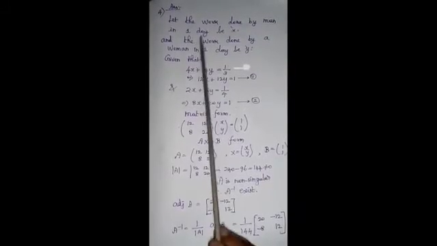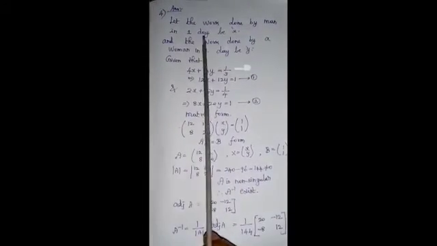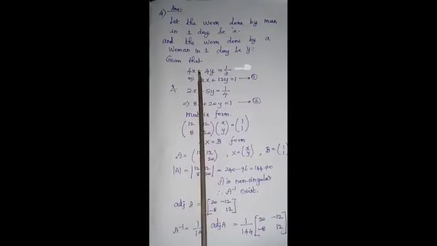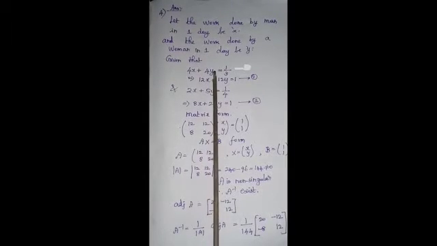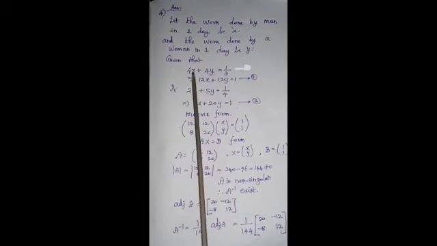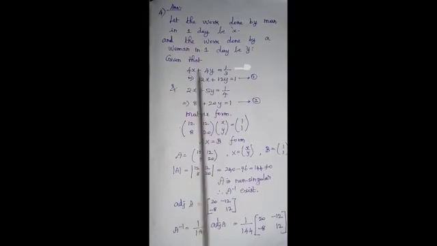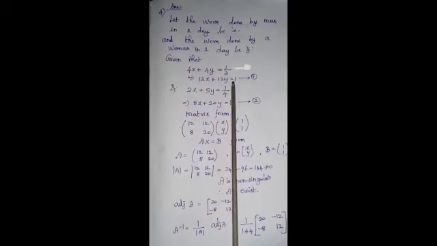Solution. Let the work done by a man in 1 day be x and the work done by a woman in 1 day be y. Given that 4 men and 4 women can finish a piece of work jointly in 3 days, it is a part of the work, so we write 1 by 3. So 4x plus 4y is equal to 1 by 3. Taking the LCM or cross multiplication, we get 12x plus 12y is equal to 1. This is equation 1.